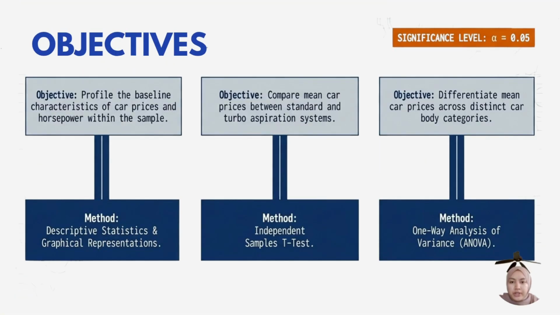There are three objectives in this study. First, to describe the characteristics of vehicle price and horsepower. Second, to compare the mean vehicle price between standard and turbo aspiration systems, and for this one we are using the t-test. Third, to determine whether mean vehicle price differs among different car body categories, and this method uses ANOVA.